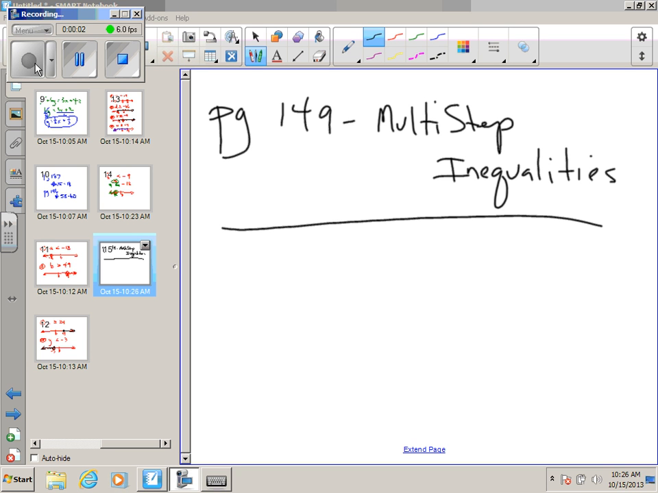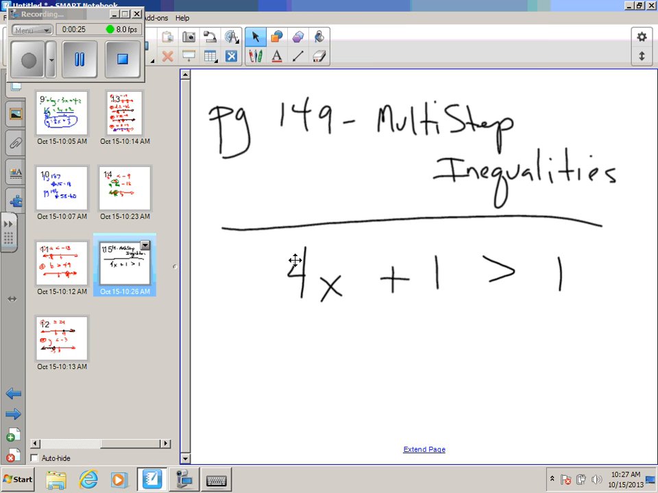We've worked with multi-step equations. Multi-step inequalities are going to be almost exactly the same thing. For example, 4x plus 1 is greater than 1. If this were just a regular equation with an equal sign instead of a greater than sign, it wouldn't matter because we'd solve it the same way.